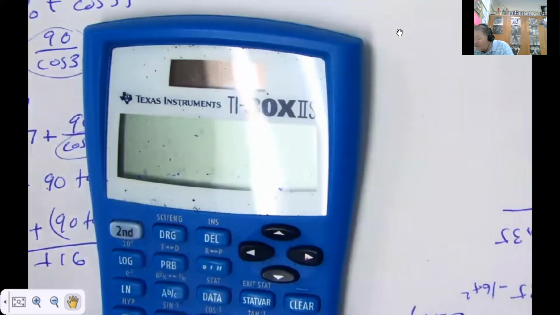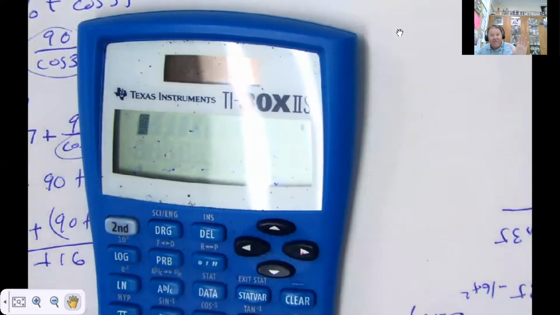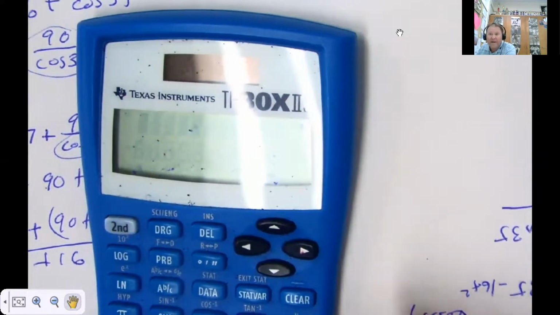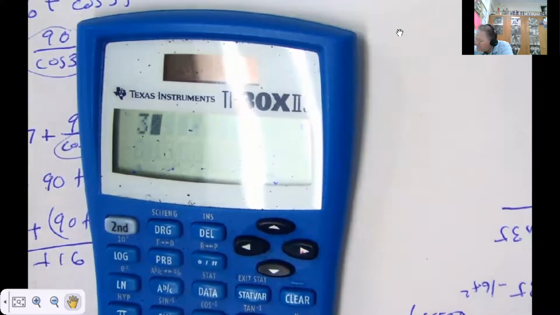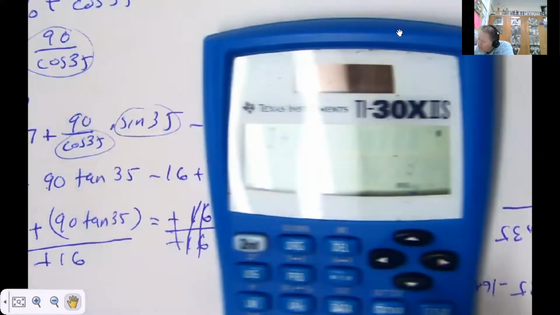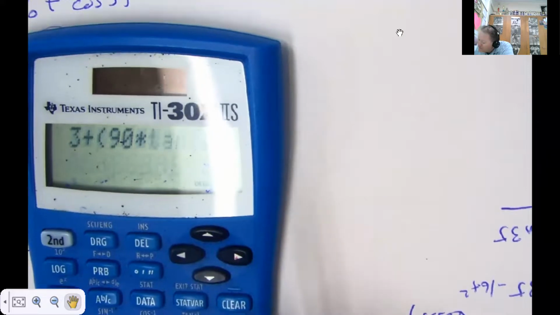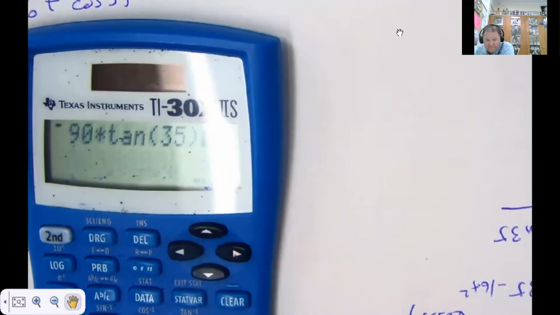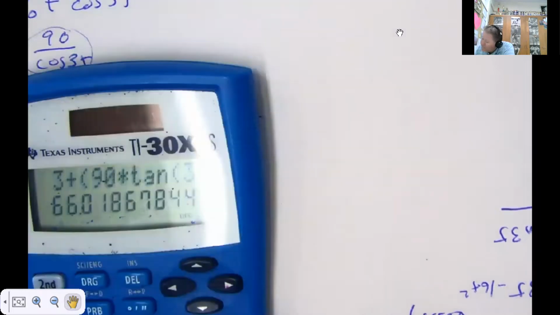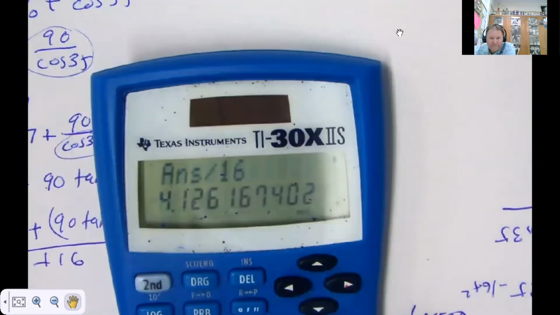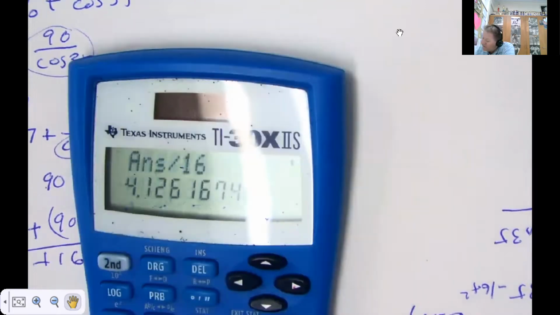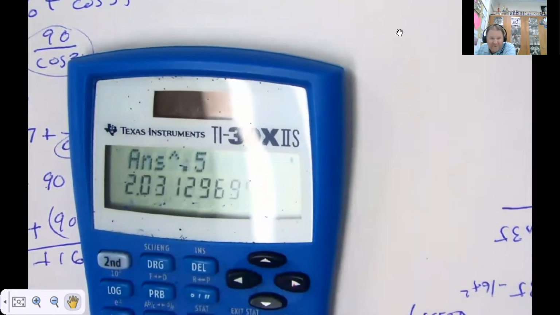That's going to be 3, and I'll look at t, see if it's right. And I tell you what, if it's not right, my logic, I think, is pretty solid, and I'm going to go ahead with, I just punched numbers wrong. Or no, I'm going to get it right. I'm going to insist on it. Here we go. 3 plus 90 times the tangent of 35, divided by 16. And there we go. And that's t squared. Now I'm going to take the square root of that to get t, and there it is.